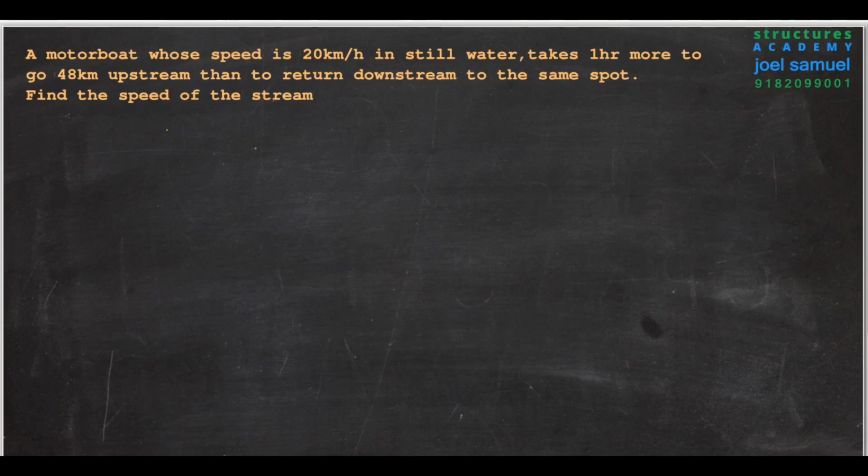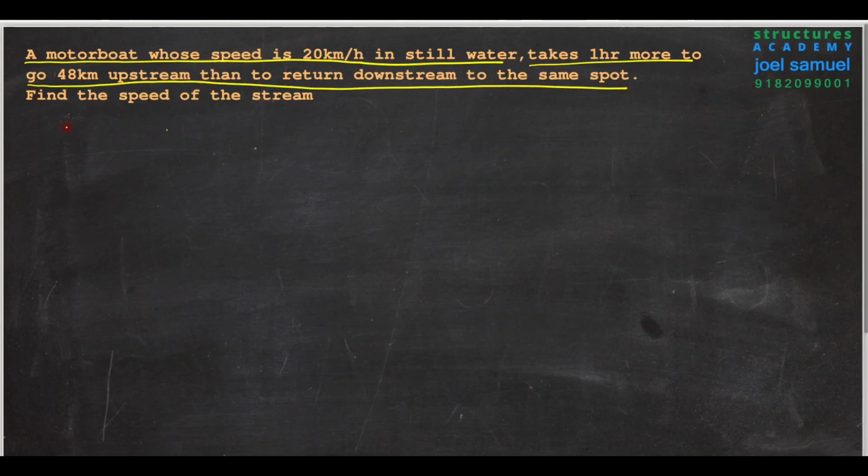Alright, let's look at a problem. A motorboat whose speed is 20 kilometers per hour in still water takes 1 hour more to go 48 kilometers upstream than to return downstream to the same spot. Find the speed of the stream.